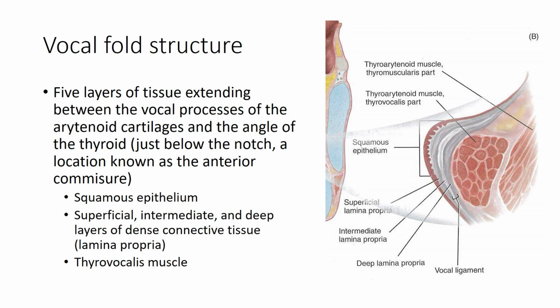The structure of the vocal folds themselves consists of 5 layers of tissue that extend from the vocal process on the arytenoid cartilage to the angle of the thyroid cartilage just below the notch. The 5 layers of the vocal fold are squamous epithelium, a thin layer of skin, the outer layer of the vocal fold, 3 different layers of dense connective tissue known as superficial, intermediate, and deep lamina propria, and then a muscle, which we'll call the thyrovocalis muscle, that's a part of the thyroarytenoid muscle.